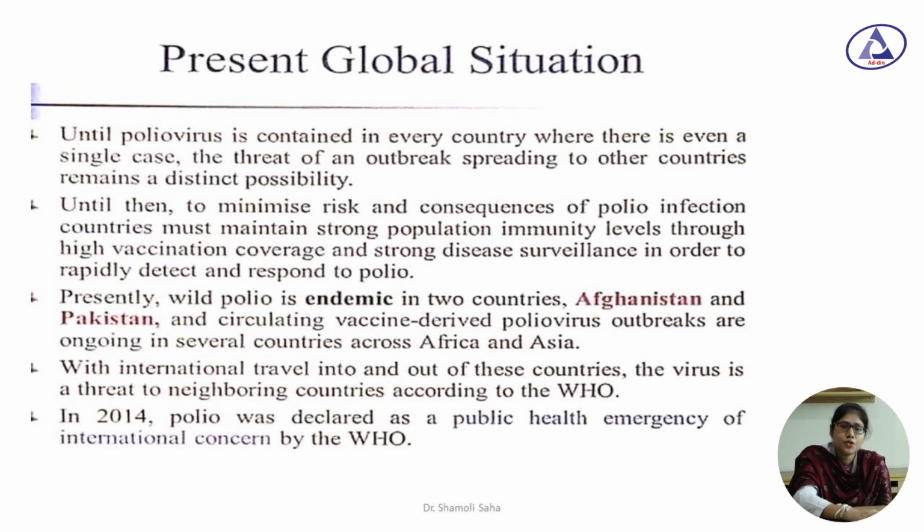Until then, to minimize the risks of the consequence of the polio infection, countries must maintain the strong population immunity level through high vaccination coverage and strong disease surveillance in order to rapidly detect and respond to polio. In 2014, polio was declared as a public health emergency of international concern by WHO.